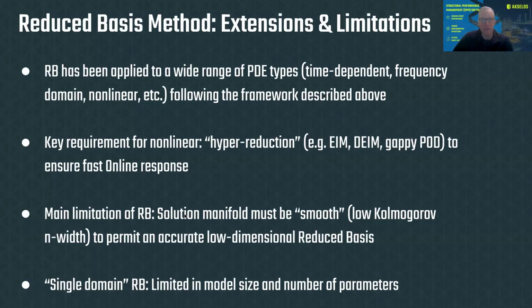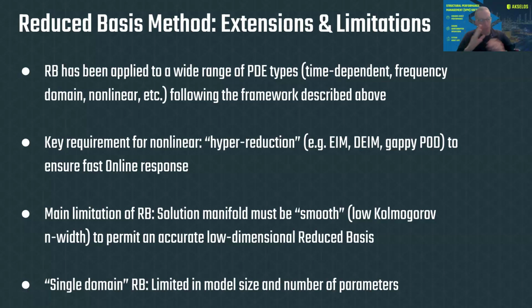So that's one kind of fundamental limitation. You have to have a so-called low Kolmogorov n-width. That just means the solution has to be reducible. If it's jumping all over the place, it's basically not reducible, and you can't do any better than just solving it with FEA for every new parameter. But if it is reducible, then creating an efficient reduced basis is a great idea, and that's what we do at Akselos in all the cases where we can. And then that's one limitation. The other limitation is single domain. So everything I said so far is so-called single domain reduced basis.